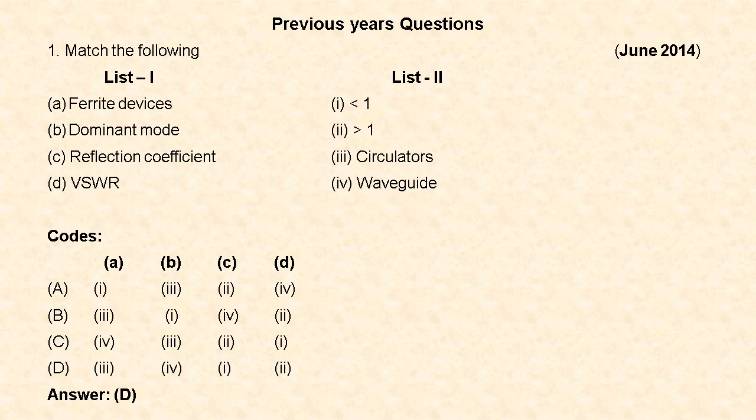Next, let us see the previous year's questions. First question, it is of match the following type. This question was asked in June 2014. First one, ferrite devices. Ferrite devices are nothing but circulators. And next is dominant mode. We see dominant mode in waveguide. Next is the reflection coefficient. We know that the reflection coefficient should be less than 1. And next is the voltage standing wave.